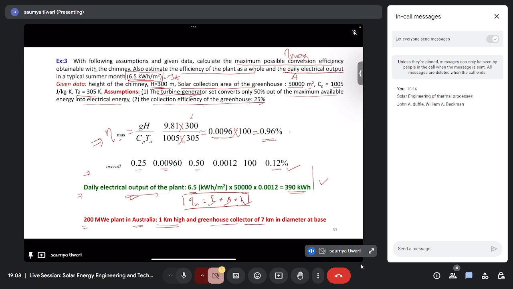It's only 0.96%. That is the maximum efficiency that we can gain from this solar air chimney, right?